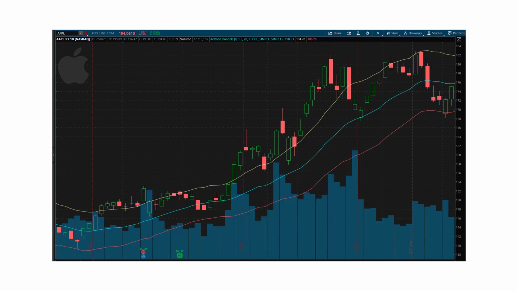This video is about support levels for stocks. On my screen here, I have a chart for Apple. This is a stock chart and it's showing the price activity each day. Each of these bars represents one day of price activity.